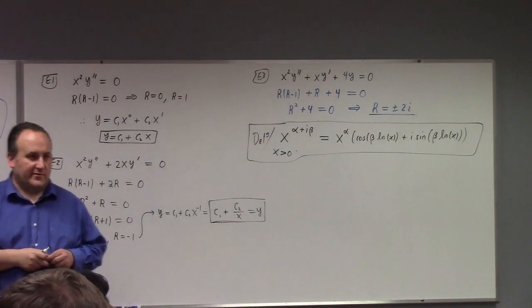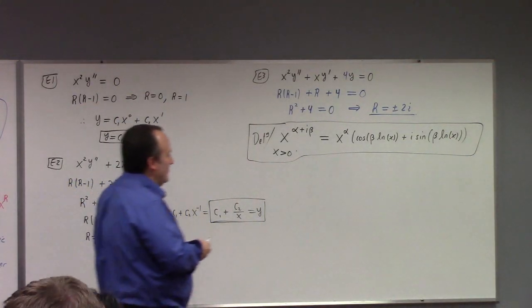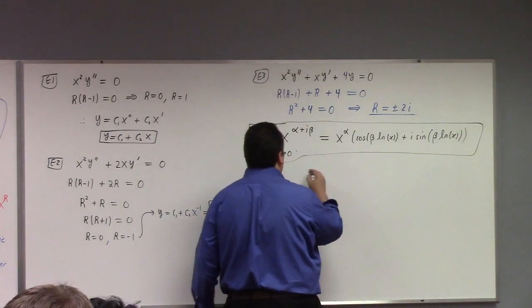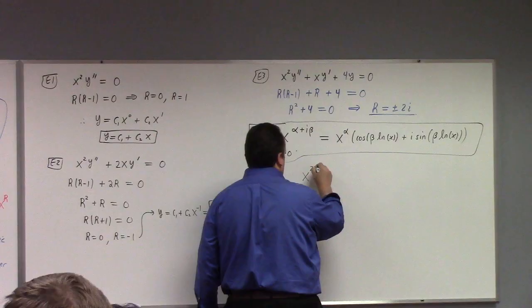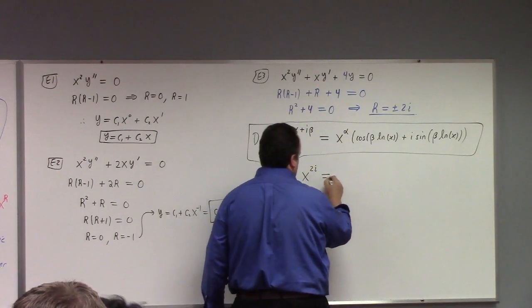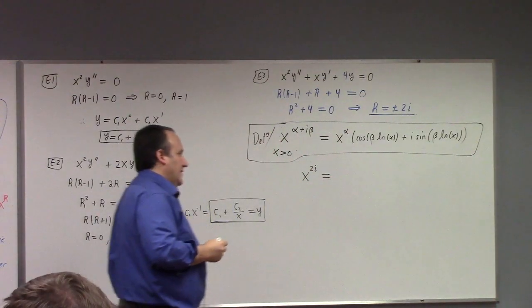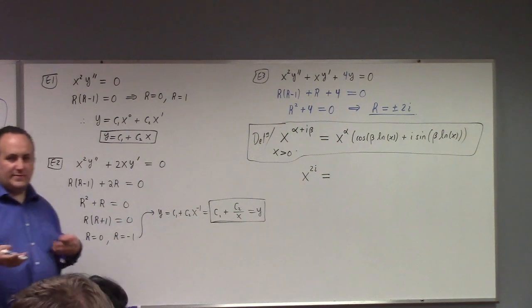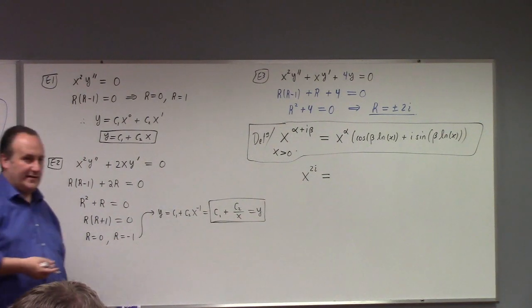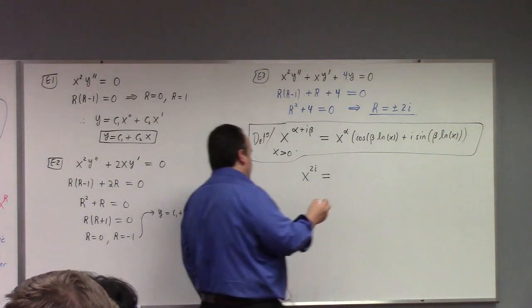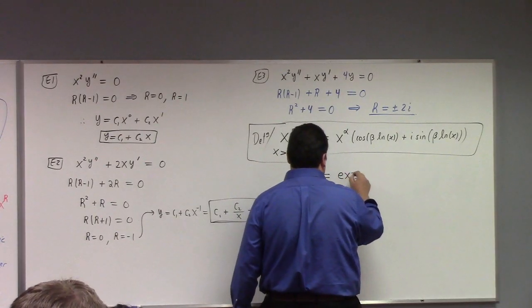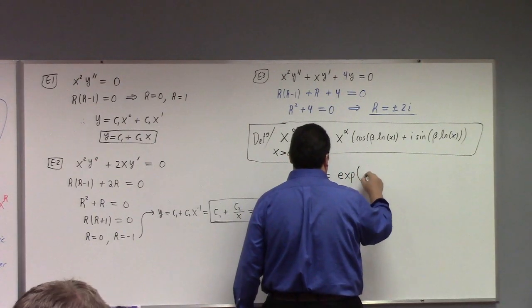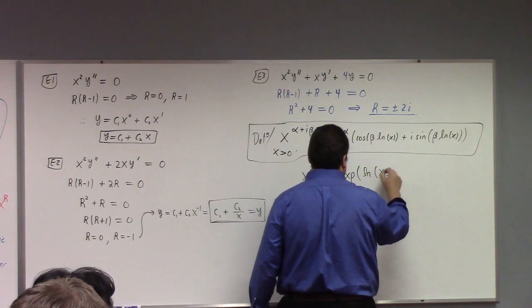Now you might wonder where on earth this formula came from. Let me play around with x to the 2i for a second. All right, so x to the 2i, right? How can I rewrite that in terms of exponentials and logs, if you believe in that kind of thing? Well, I could trade this for exponential of the natural log of x to the 2i.